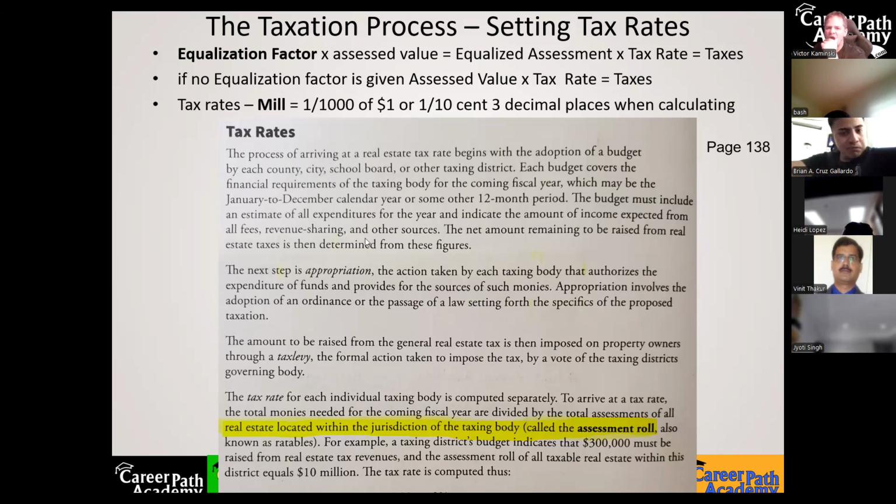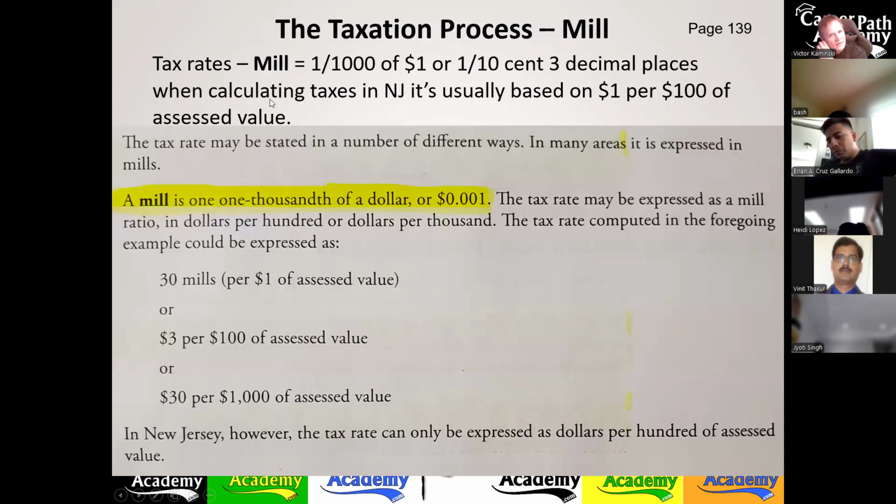So in New Jersey, taxes are based on the mill, which is 1/1000th of a dollar or 1/10 of a cent. In any case, three decimal places. Taxes can be calculated based on 30 mills for every dollar of assessed value, or $3 for every $100 of assessed value, or $30 per every $1,000 of assessed value. You may get math problems with $30 per $1,000 of assessed value. It depends on what they state it as.